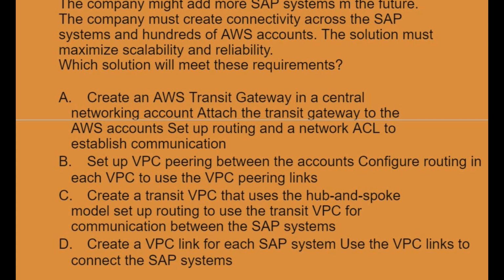Option C, create a transit VPC that uses the hub and spoke model. Set up routing to use the transit VPC for communication between the SAP systems. Option D, create a VPC link for each SAP system. Use the VPC links to connect the SAP systems.